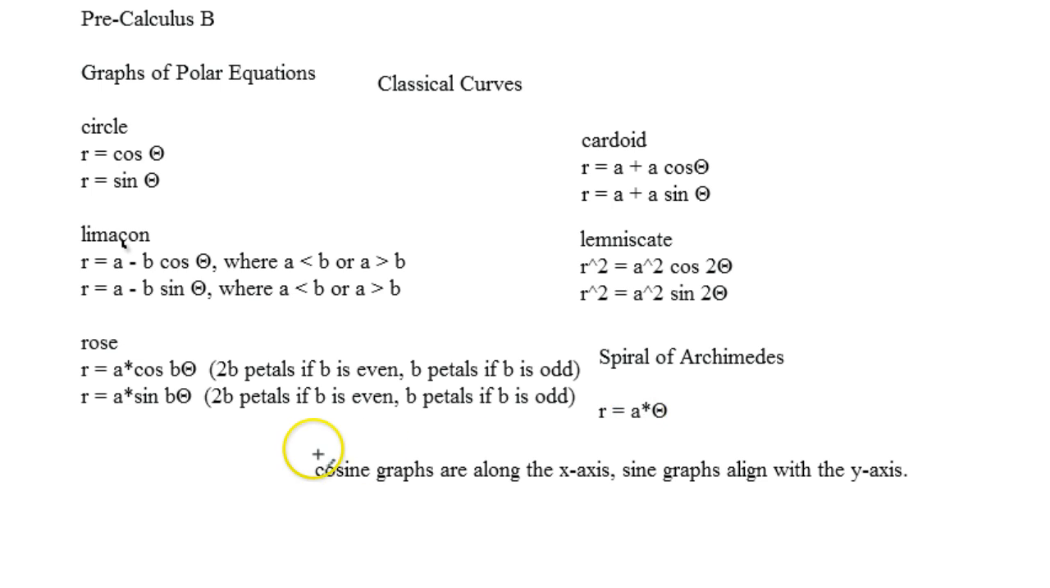Okay, now cosine graphs are along the x-axis, so they'll be restricted to the x-axis, and sine graphs align with the y-axis. Okay, now these are going to be pretty complicated, and you'll learn later if you had to transfer these back to rectangular equations. So polar equations are infinitely more complex if we had to change them back to regular plain old rectangular stuff. Okay, so here we go.